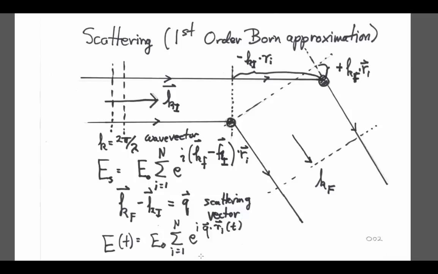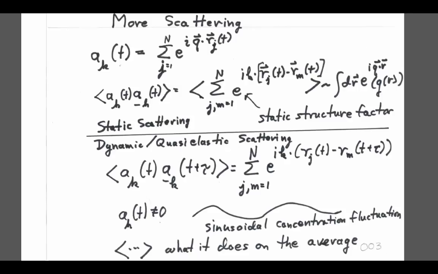The final detected light is shown by the bottom equation. The electric field at time t is a bunch of constants which I've represented by E0, and then we add up the phases due to scattering from each particle, because each particle scatters light which, when it reaches the detector, has a slightly different phase. And the phase difference is the dot product of the scattering vector q with the position r of the particle at time t.